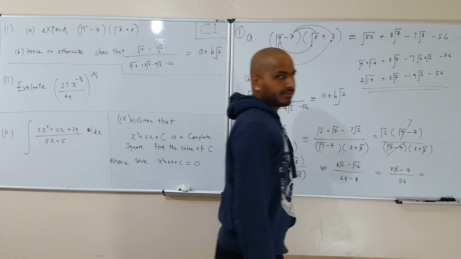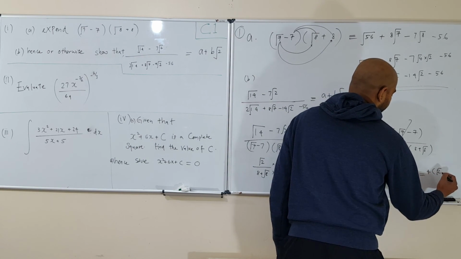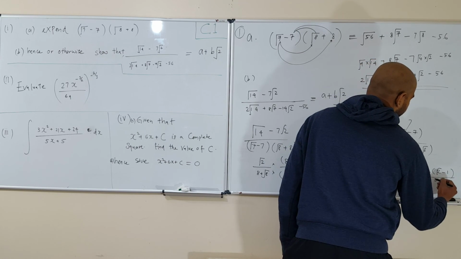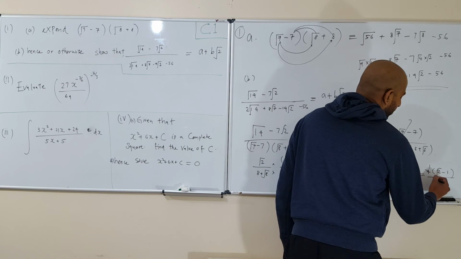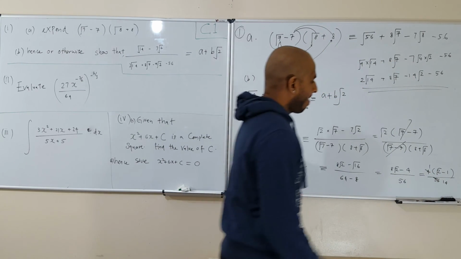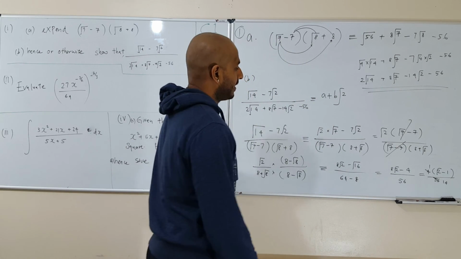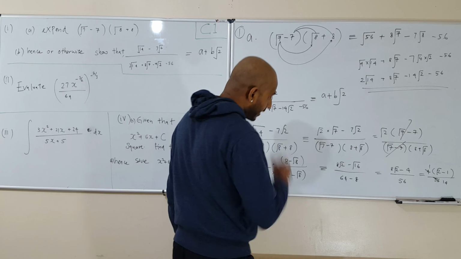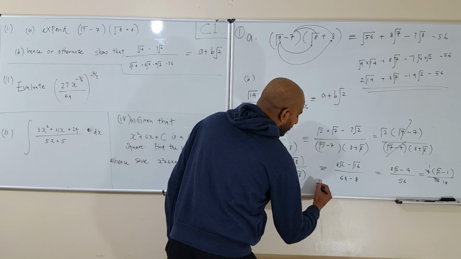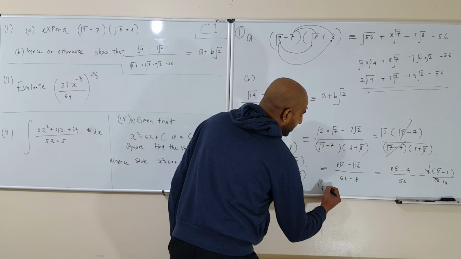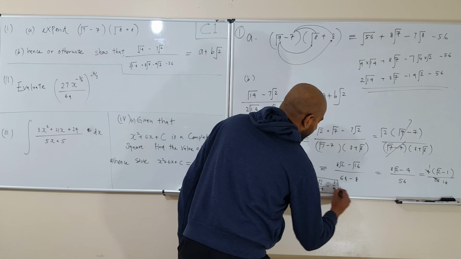I'll probably simplify a bit more. The common factor here is 4. Take it out. 56 is 4 times 14. So the answer we're going to get, let me write it here, is root 2 over 14 minus 1 over 14. That's it. That's the answer.